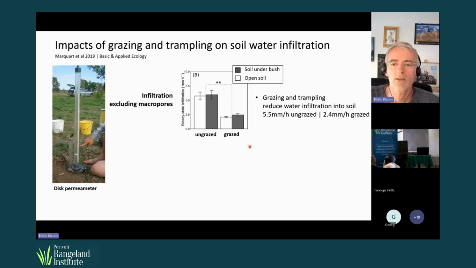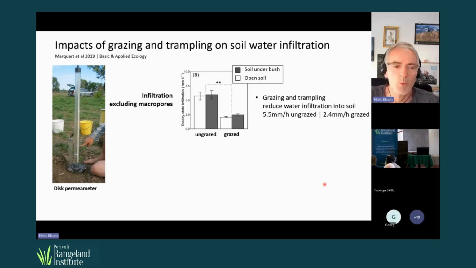We observed it for soil under larger shrubs and compared it to neighboring open soil where there was no vegetation involved. What you see from this figure is that in these grazed situations, grazing and trampling reduced water infiltration into the soil significantly. And whether it was under a bush or open soil did not make a difference at all.